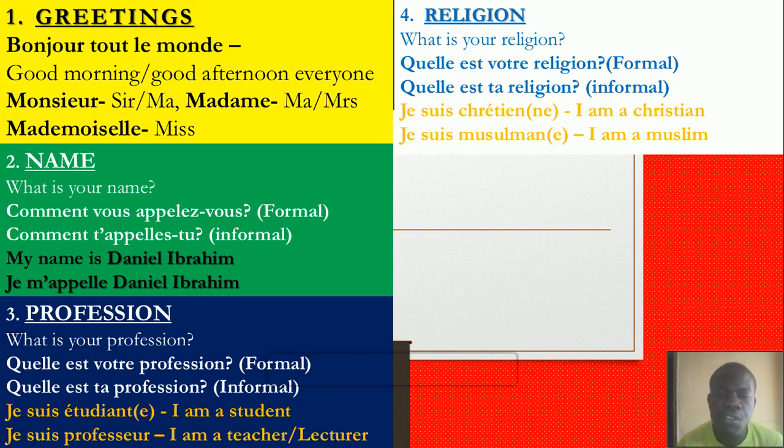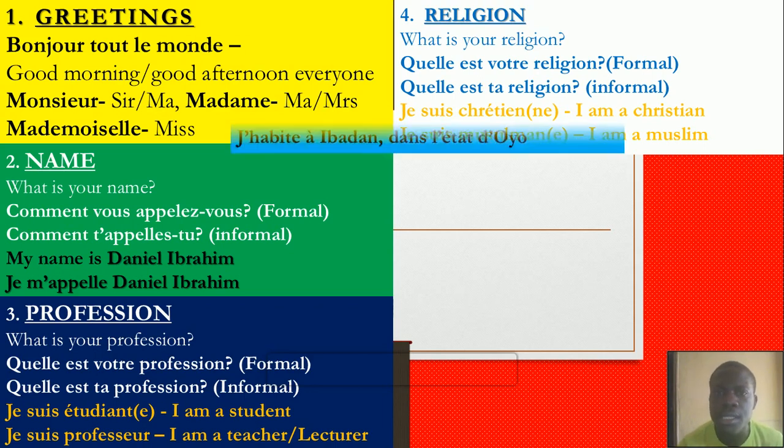Now, what if somebody is a Muslim and I want to say, I am a Muslim? How will you say that? You say, je suis musulman. That is a man, je suis musulman. What if a woman wants to answer, I am a Muslim? How will you say that? Je suis musulmane.